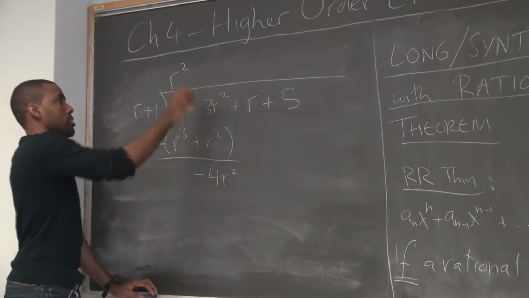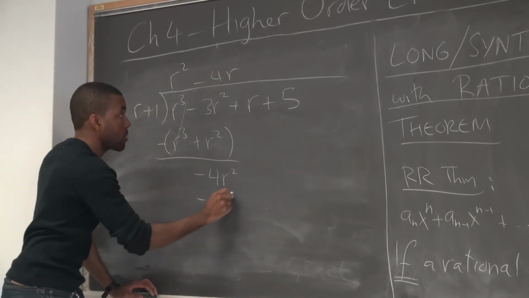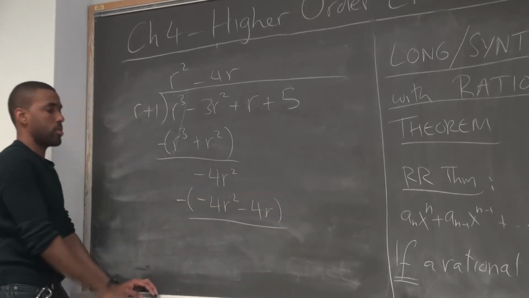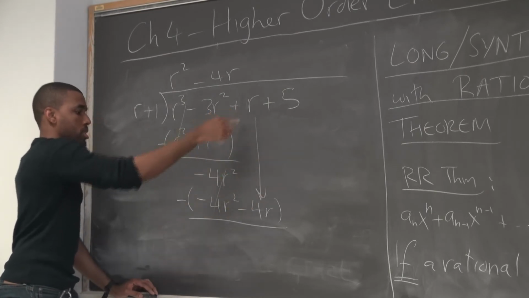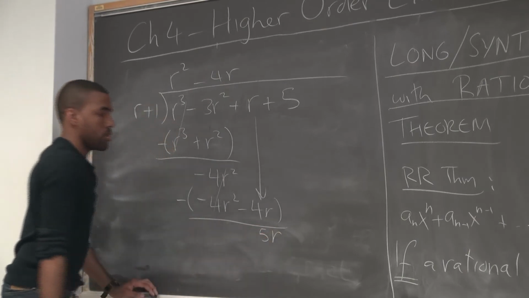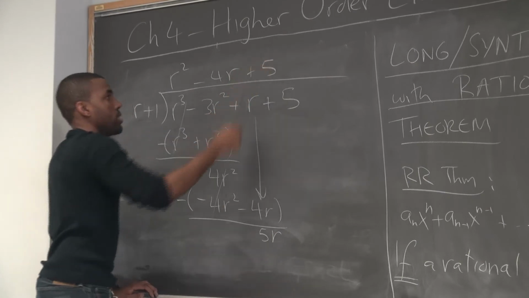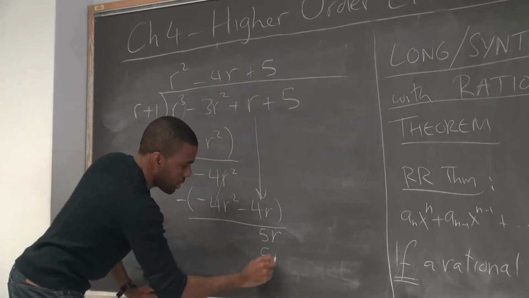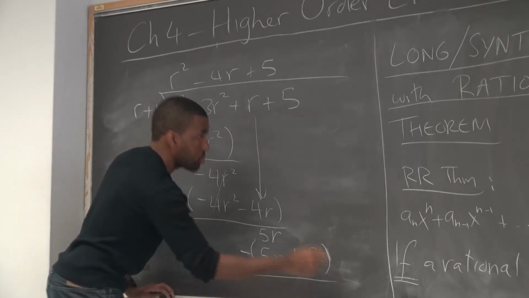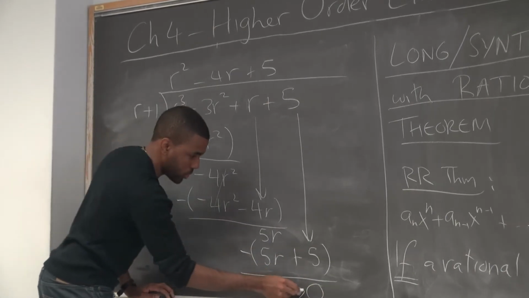r into this, minus 4r. Take minus 4r, multiply everyone here. Subtract it from the line above. So plus r plus 4r gives me 5r. Keep doing it. r into this, plus 5. Times this, 5r; 5 times 1, plus 5. Subtract, and 5 minus 5 gives me 0. And you should get 0.